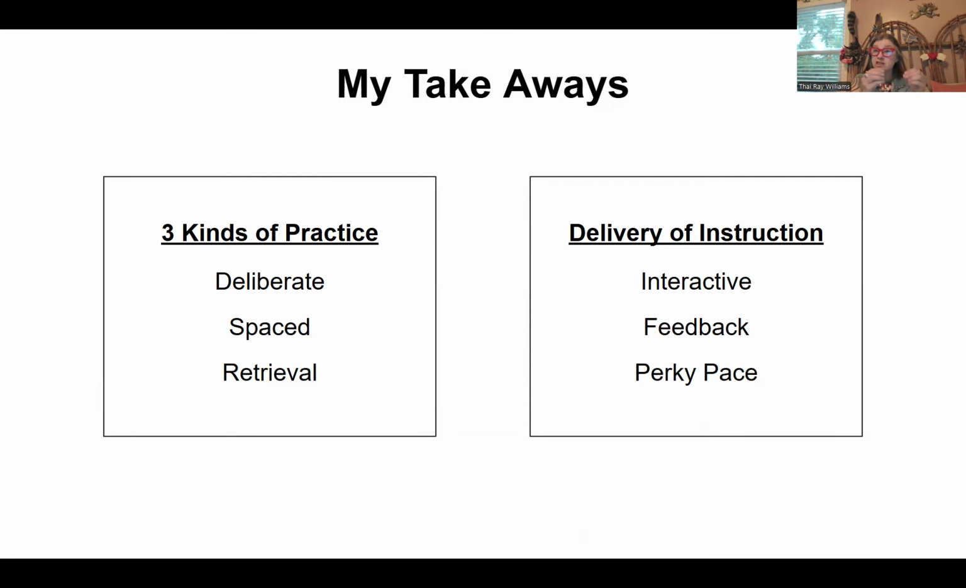You're going to make sure that it's very specific. You're also going to provide feedback in the form of error correction. And that could be something maybe that you're going to give a guiding question. And you might say, go back and look at that. Make sure that you have a topic sentence. Can you find one in here? So we're going to guide you a little bit. And then it's going to move along at a perky pace.